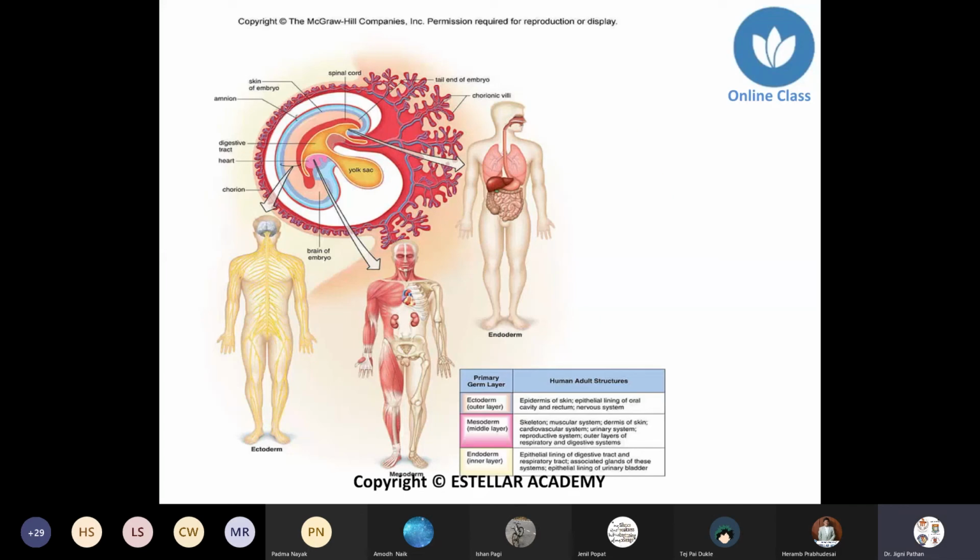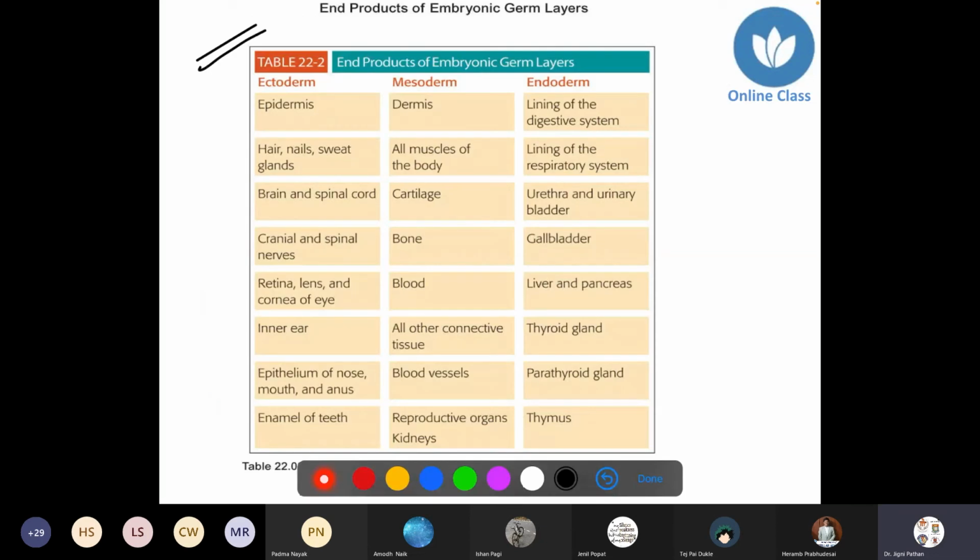Please write down this table. The three germ layers that give rise to embryonic organs. Can you all see the screen? Yes, ma'am. Please write down this table. Important table.